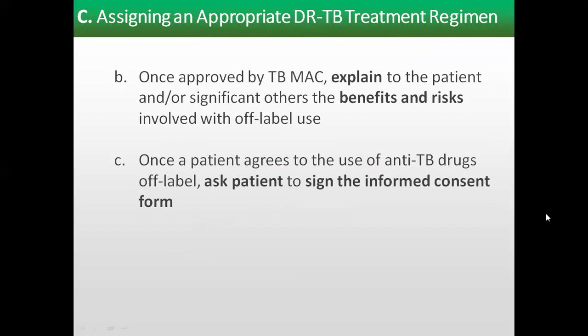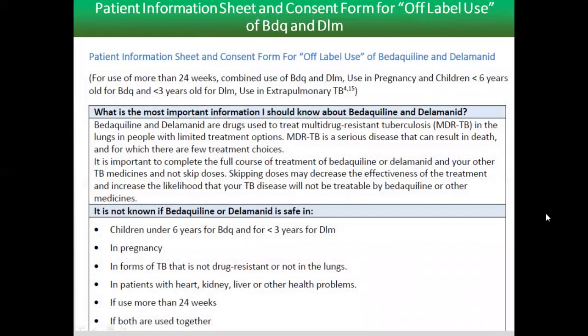Okay, so once the patient agrees to use anti-TB drugs under off-label, ask the patient to sign the informed consent. And para naman sa patients who cannot be fully informed, like if less than 18 years old or younger pa, if mentally incapacitated, then we seek consent from the patient's guardian. Okay, so this is a sample patient information sheet and consent form for off-label use of bedaquiline. So guided naman kayo kung paano nyo i-explain sa patient and sa caregiver or sa family.